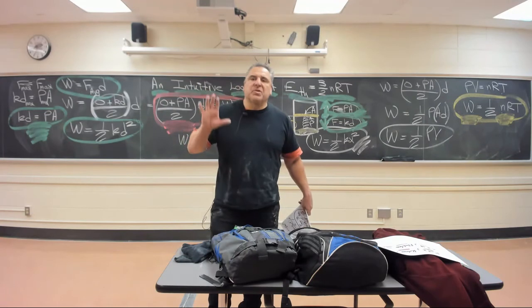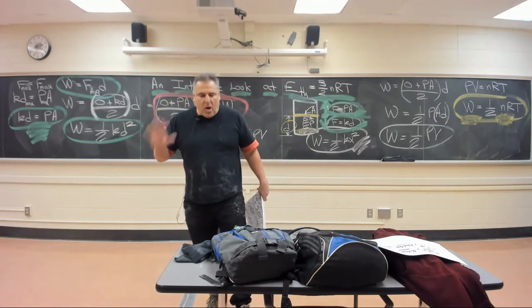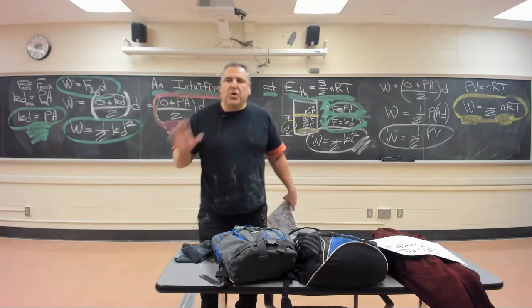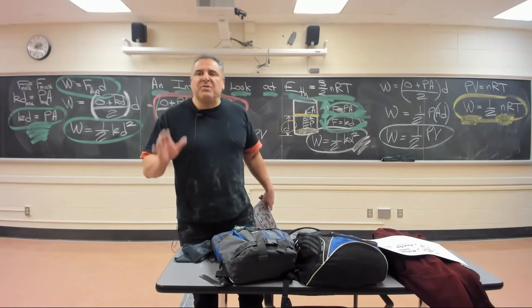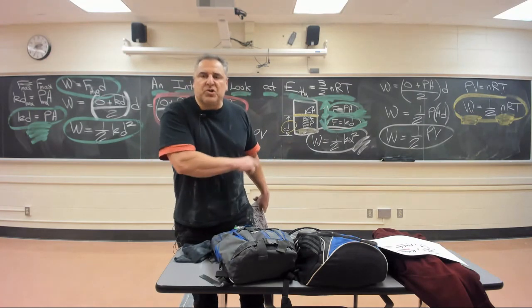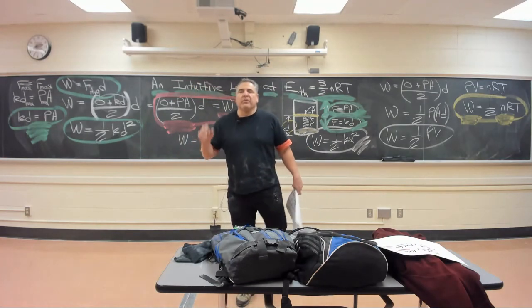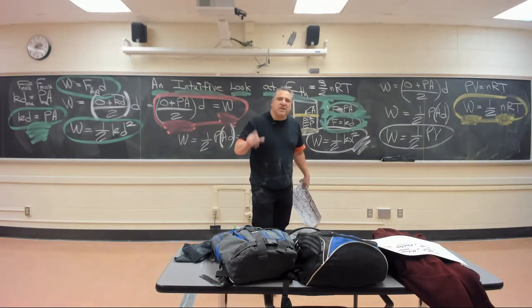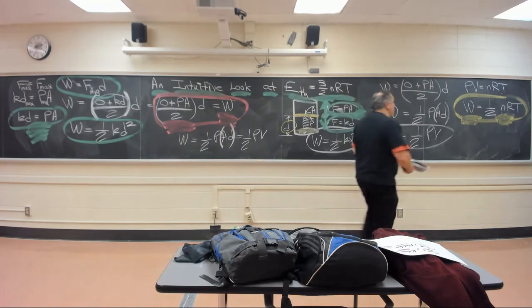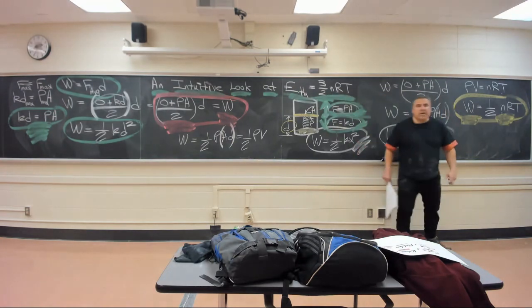3 times 4, 12 times as much internal energy. 12 times the internal energy is present in that situation as was initially present before you tripled the moles and quadrupled the temperature. 12 times the internal energy and 12 times the work is done.